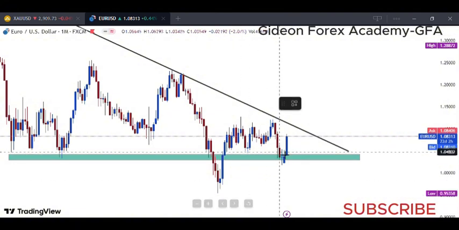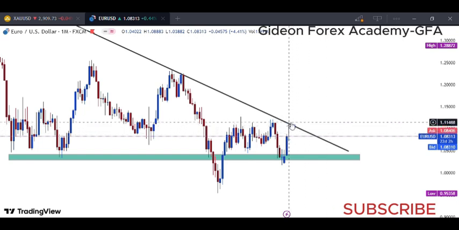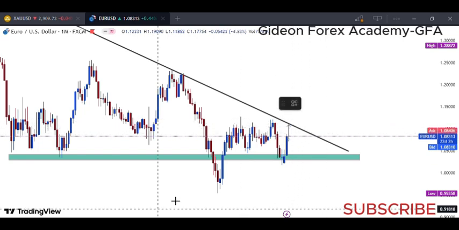Remember, this is a monthly time frame, so there's this gap here that has to be closed, all the way up here, to this trend line on a monthly time frame.